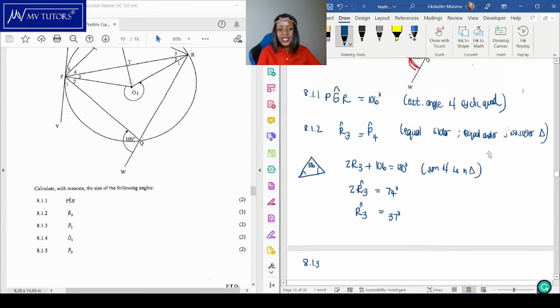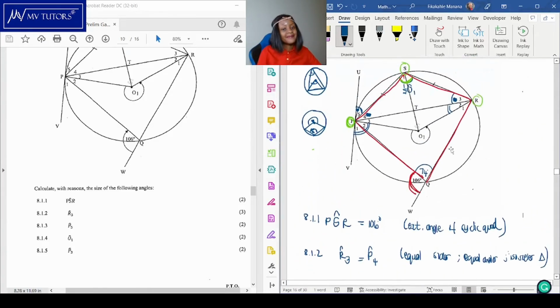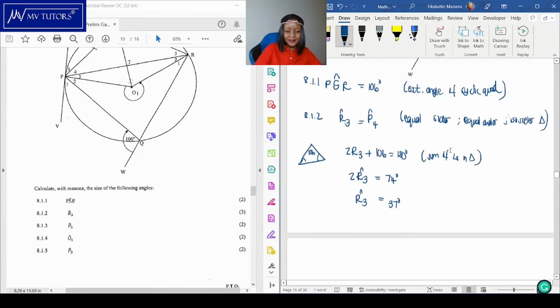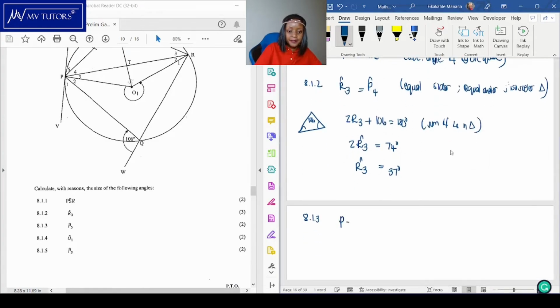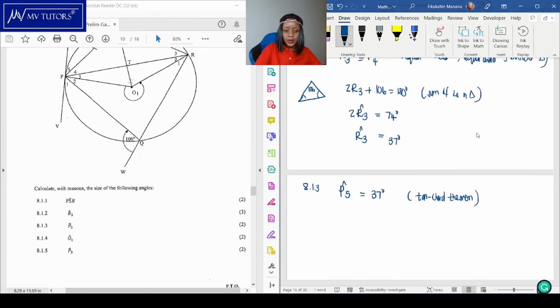8.1.3. Now we need P5. So P5 is equal to P4, which is equal to R3. So P5 is equal to 37 degrees, and that is the tan chord theorem. All right, 8.1.4.